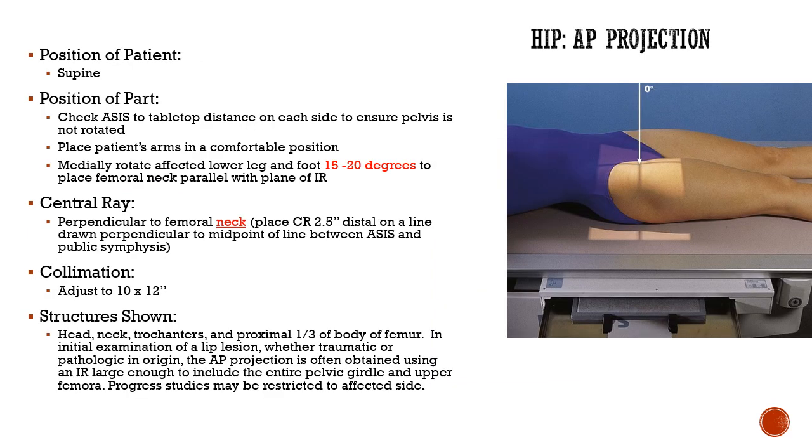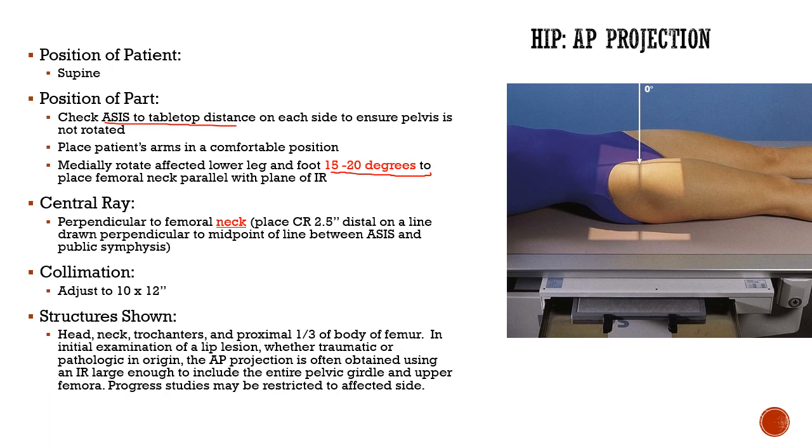On the AP projection of the hip, the patient is again supine. We want to verify the ASIS to tabletop distance on each side to ensure the pelvis is not rotated. Place the arms in a comfortable position, and we want to rotate the legs, the lower leg and the foot, 15 to 20 degrees again to place the femoral neck parallel with the plane of the image receptor.